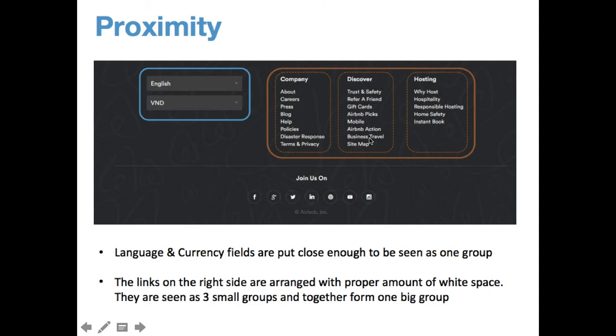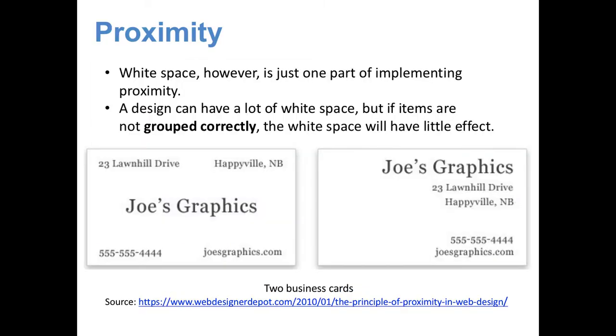Discover also have relationship among them, like trust and safety, gift card, mobile, and so on. That's the reason why we put it in one group. Okay, Gestalt principle is about how you group, the visual strategy. So proximity is looking into the relationship. Similarity is looking into shape, similar aspect. Proximity is about relationship. So this is something that is related with proximity.